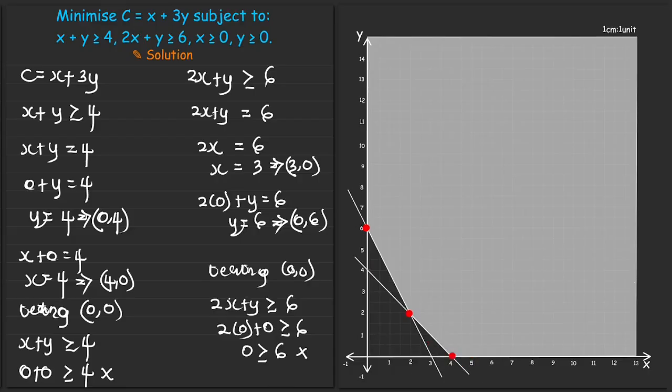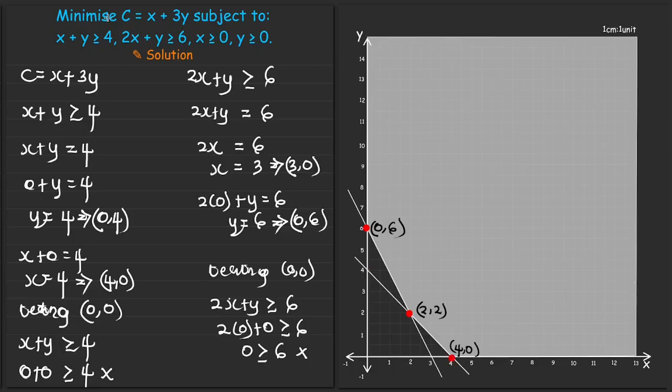And then what are their coordinates? We have 0, 6 right here, and then this particular one I think is 2, 2. And for this last one, we have 4, 0. That is this one over here.